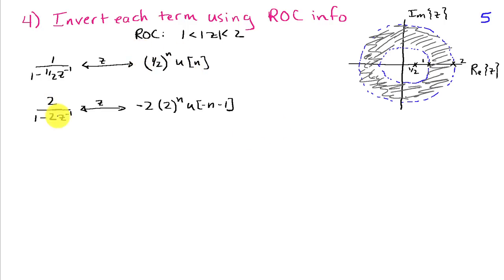The second term, 2 divided by 1 - 2z^-1, has a pole at z equals 2, and this pole is outside of the region of convergence.